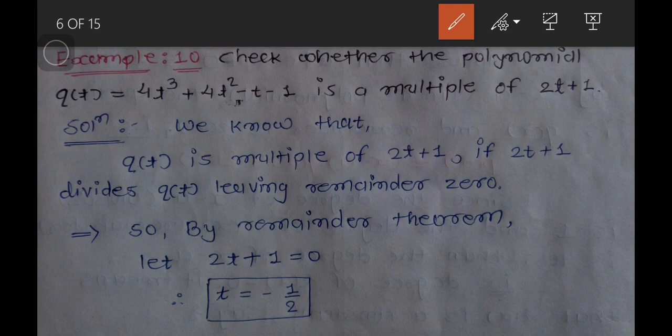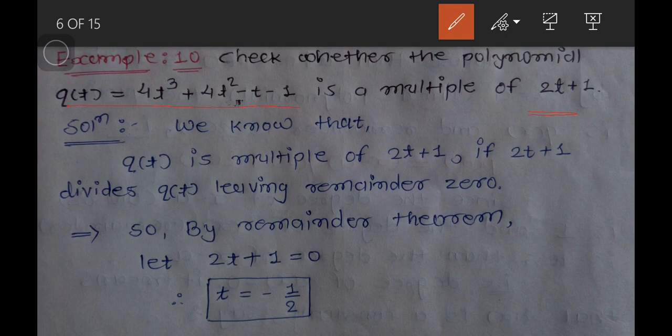So this example is different from example number 9. Now here, given that, check whether the polynomial q of t is equal to 4t cube plus 4t square minus t minus 1 is a multiple of 2t plus 1. Here we have to prove that q of t is a multiple of 2t plus 1, or we check if it is.